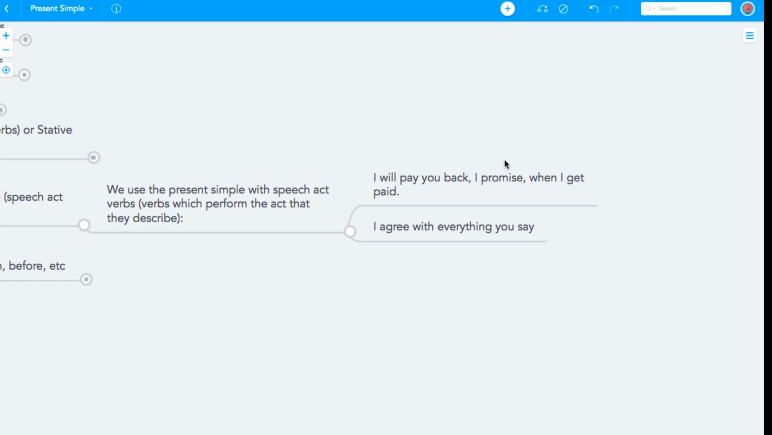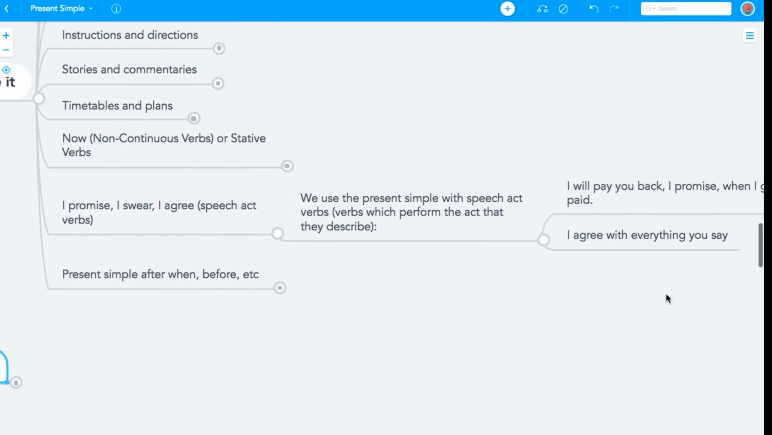Here, the action will be happening here and now. Therefore, this should have been in present progressive. But the rule says no. These verbs, even if they're happening at this time, you have to use them in simple form. All right? And promise, swear, agree are some of them.